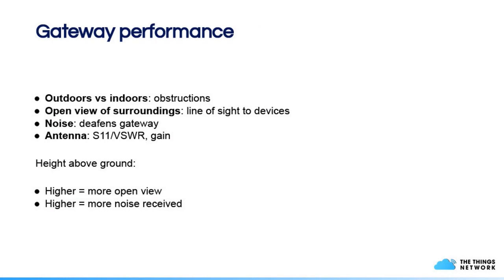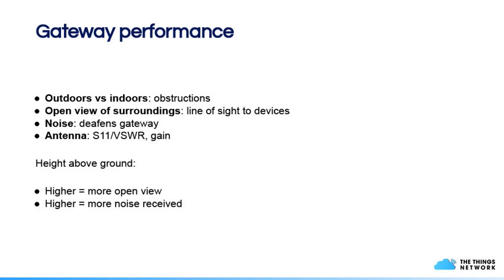Let's have a look at what makes a good and a bad gateway. If a gateway is installed outdoors, there are fewer obstructions to block the signals. But even outdoors, one needs to install it in a location with a clear line of sight to the area where your devices are installed. Try and install it above the trees and roofs in the immediate vicinity.